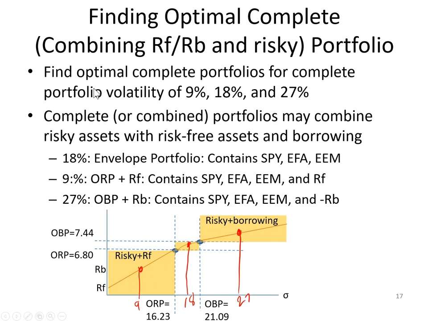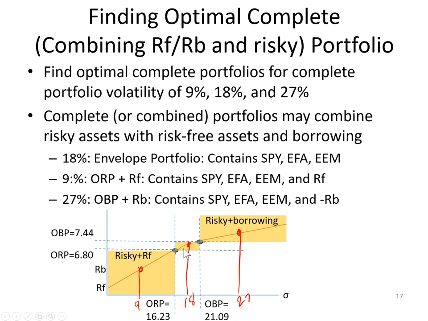Now, what if we want to try to find optimal portfolios for, say, a client that wants 9% volatility, 18% volatility, or 27% volatility. So on our graph again, you can see that 9% volatility is less than the original risky portfolio, so that'll be on this line. 18 is between the optimal borrowing portfolio's vol and the optimal risky portfolio vol, so it'll be on this envelope or curve segment. And the 27% vol will be on the capital allocation line for borrowing.